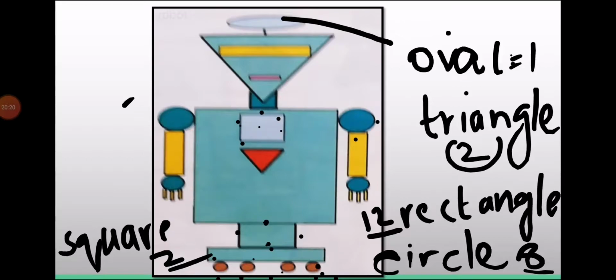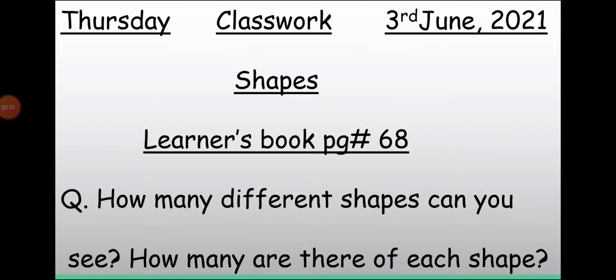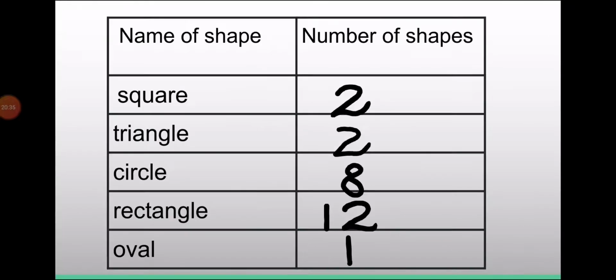Now the last one, it's the oval. How many times is the oval used? Oval is used only one time. So we will write 1 here. So these are the shapes used in the robot. You can also draw a robot on your first page if you want to. Otherwise, you can open your book, look at the shapes and count them again. Do it by yourself for your practice.